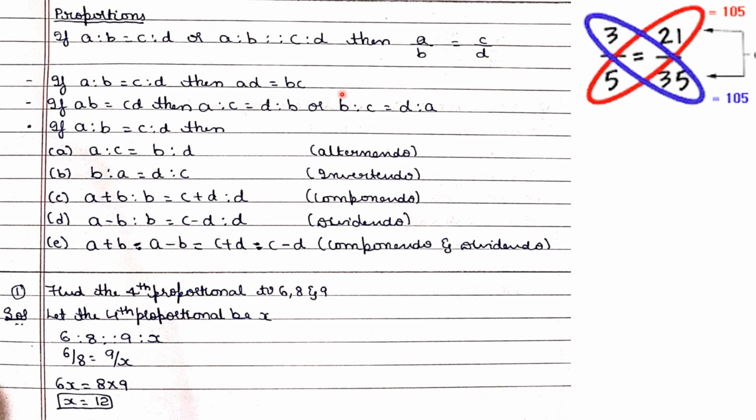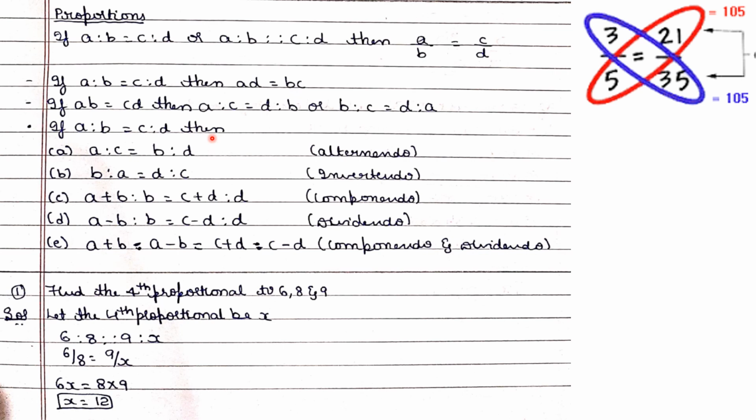So then it will become a proportion. If A by B is equal to C by D, it will become A is to C as B is to D, or B is to A as D is to C. So here you have a few types: alternando, invertendo, componendo and dividendo, and both componendo and dividendo.